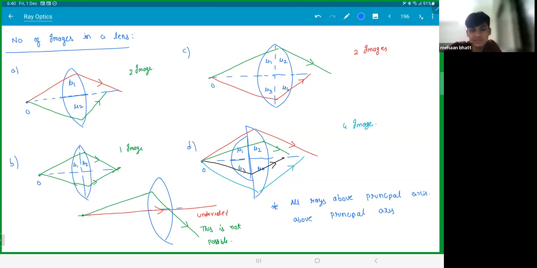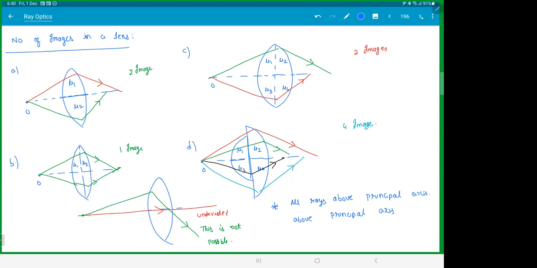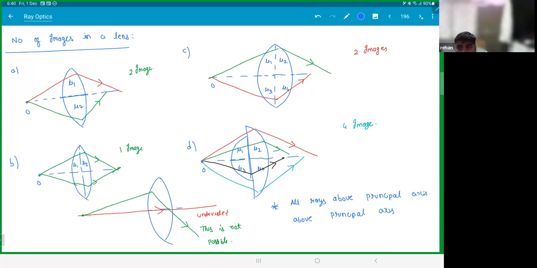Is there any condition wherein, in the C case, both the images will coincide? Yes, it can happen. There is a chance. But at what mu1, mu2 condition? The focal length of both should be the same. If the upper lens and the lower lens have the same focal length, the image will be at the same place.